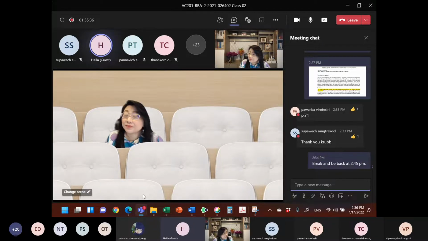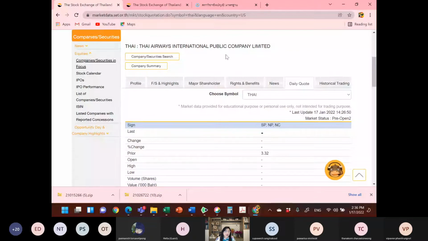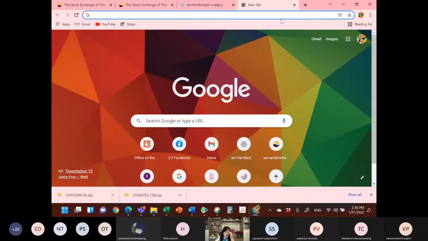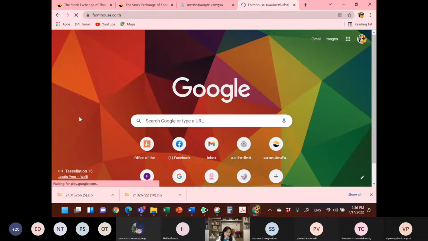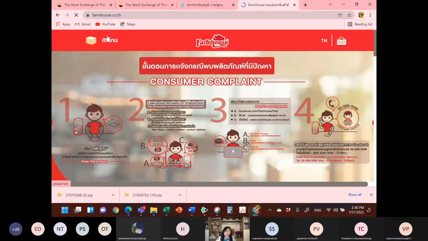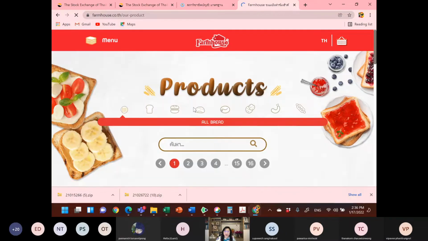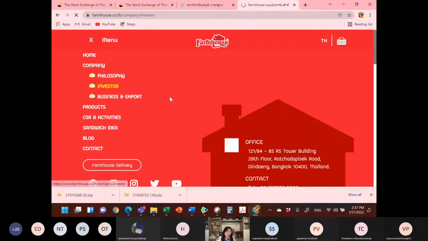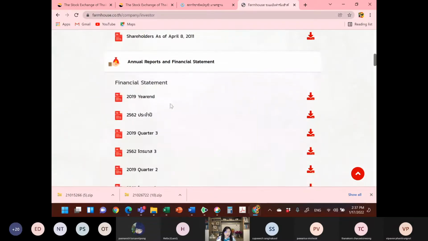Where do we get information on how we can do the infographic? The information can be gathered from the documents that I'm sending to you, or you go to the website of the company, Farmhouse. You go to the website, and then you look for the products of the company. You read for the information. You look at the annual report. They have an annual report in English as well.